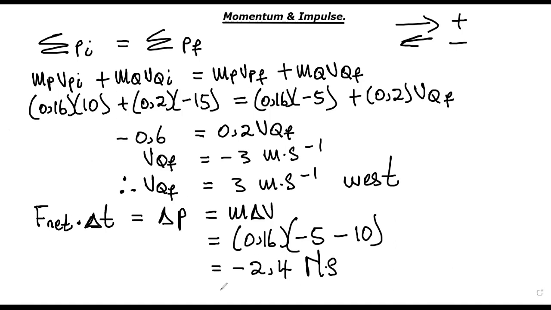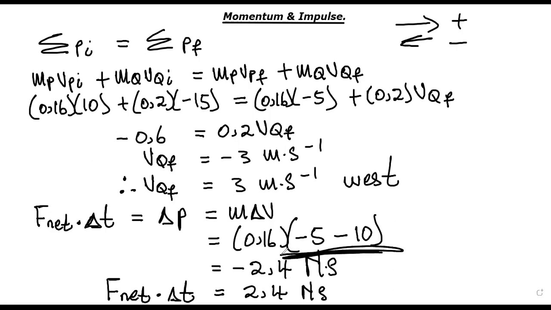But once again, you can't leave your answer as negative. So you have to say it's 2.4 Newton second. That is the magnitude of your impulse. Yes, I hope you are not lost here, because this is change in velocity, final velocity minus initial velocity, and then you should be fine.